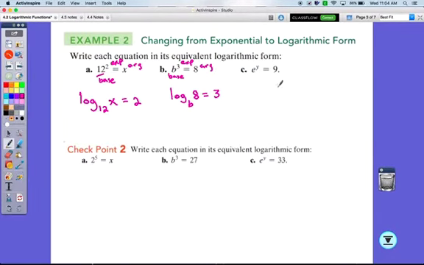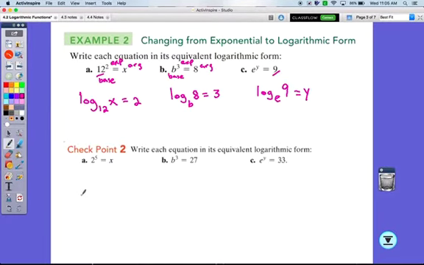All right, and for C, we have that e that we saw in the last section. So the log base e. We'll learn a different way to write that later. The argument is the number that's by itself over here, so log base e of 9, and then our answer is the exponent, y. Give it a pause and try these checkpoints.